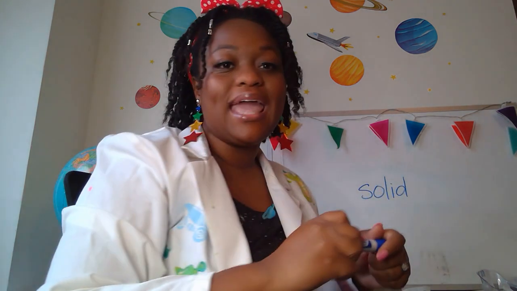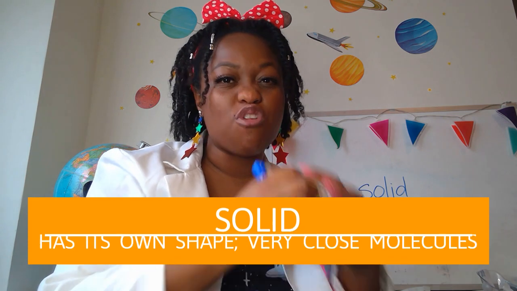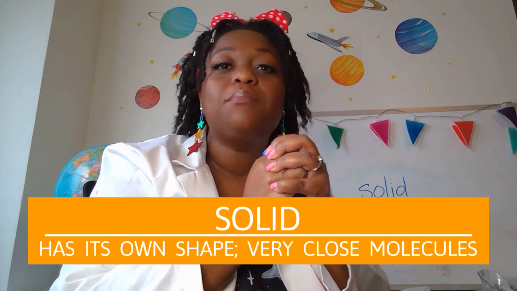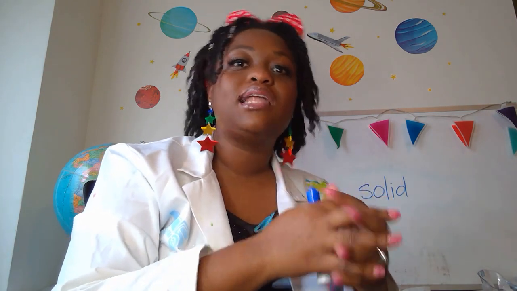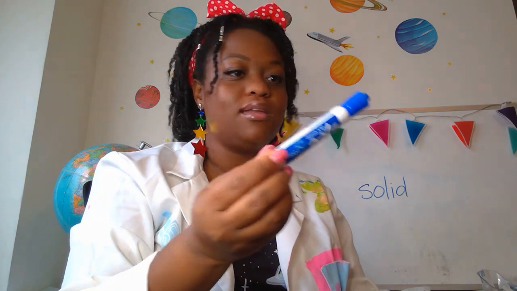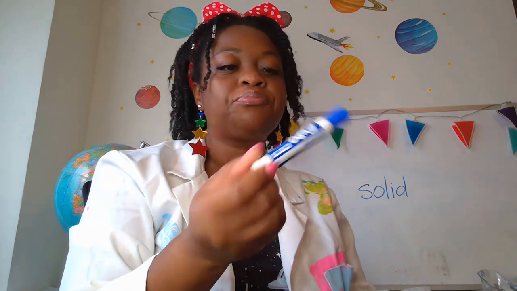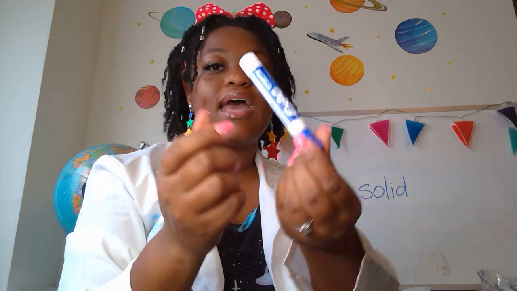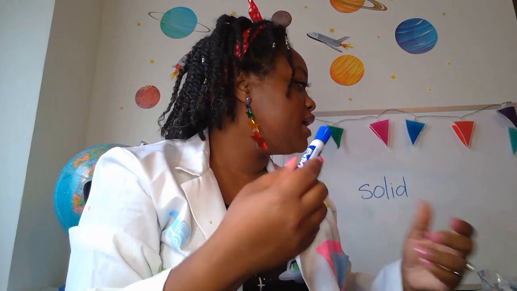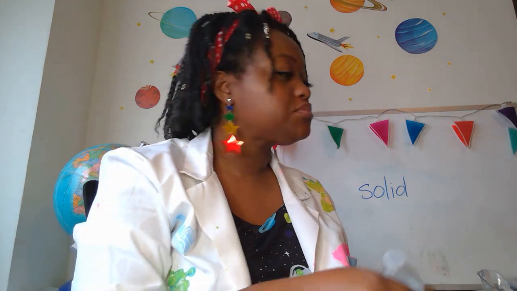So matter can be a solid. That's when the molecules inside of solids are really close together because solids have their own shape. So the molecules have to be really close together so that the solid can keep its own shape. Like my marker here that I was writing with. The molecules inside of this are really close together. It has its own shape. And because it has its own shape, it will not take the shape of a container.